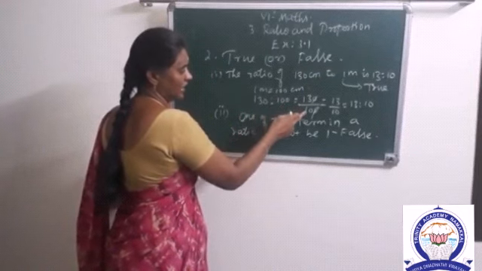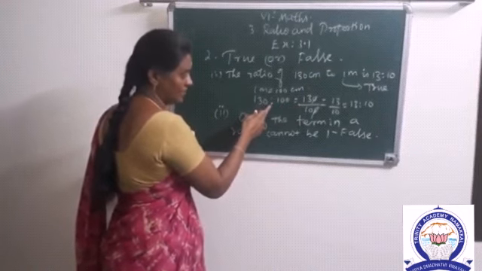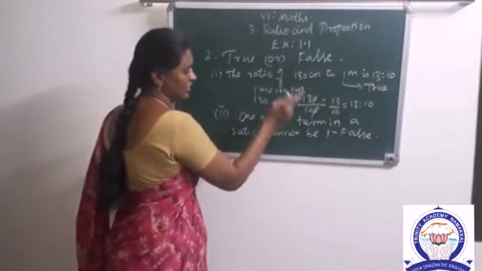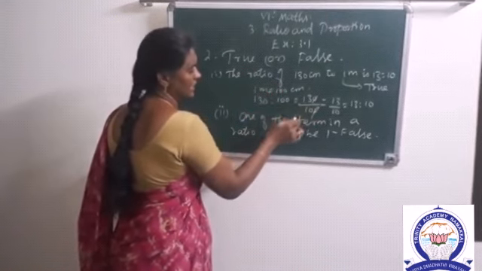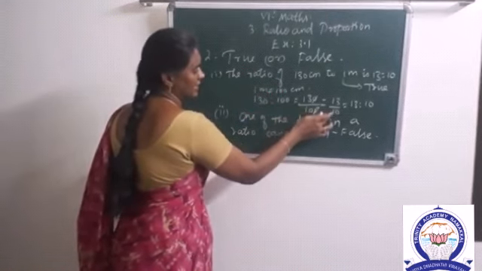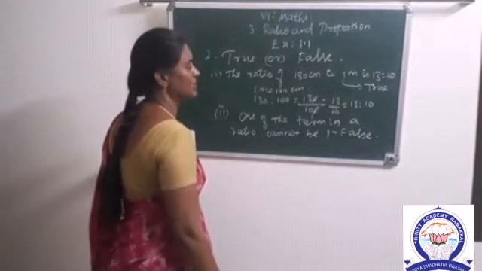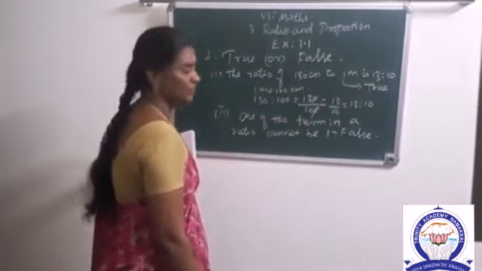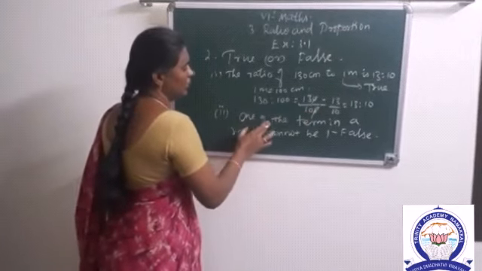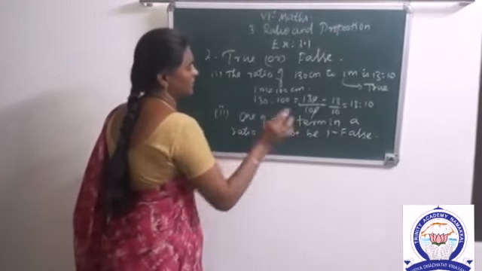We write in the form of fraction. Ratio is the form of fraction. So we write this ratio in the form of fraction. So 130 by 100, this 0 we get cancelled. Remaining 13 by 10, this one we write 13:10. So we can write 13:10. So this is true. Then the second one is, one of the terms in a ratio cannot be 1.